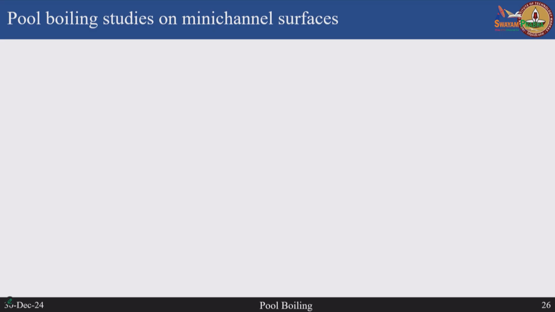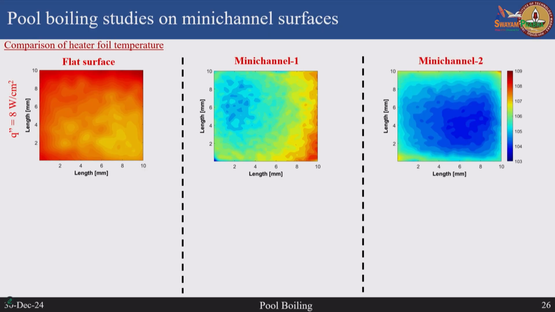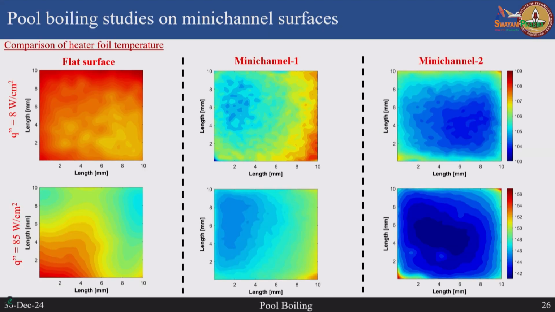In fact, in our own lab we have done some pool boiling studies using mini and micro channel fin surfaces, and these are some of the foil temperatures that we get when we use the infrared camera at different heat fluxes. For example, the top one is a heat flux of 8 watt per centimeter square and the bottom is 85 watt per centimeter square, and we see that the nature of nucleation and surface temperatures are quite different when we use mini channels, for example different types of mini channels, as opposed to a conventional flat heater.